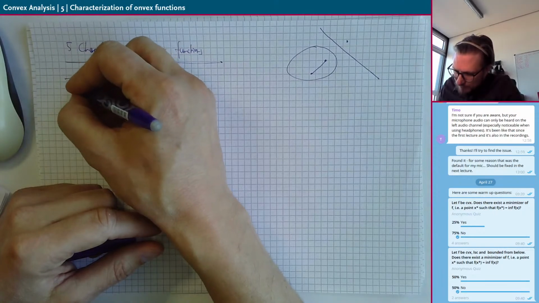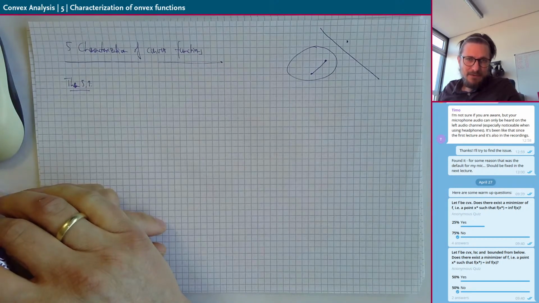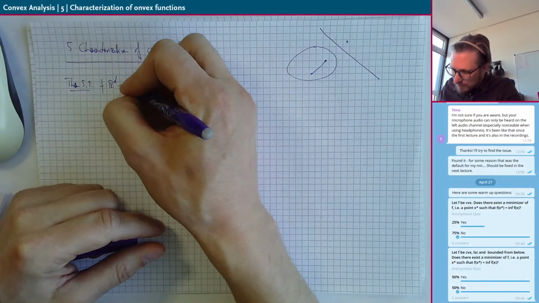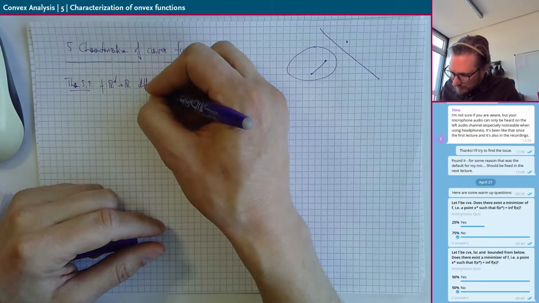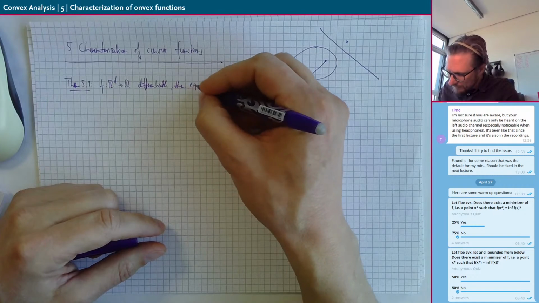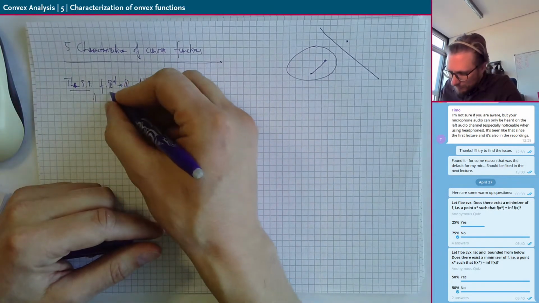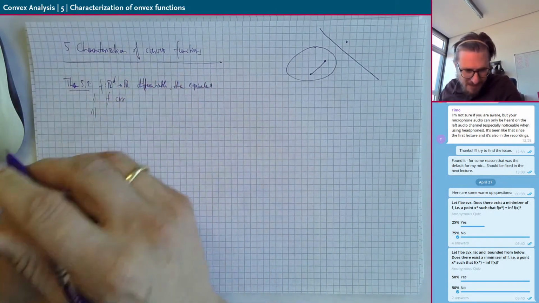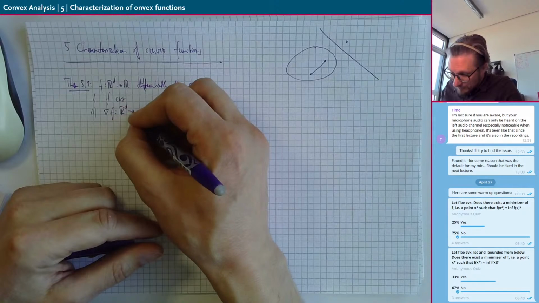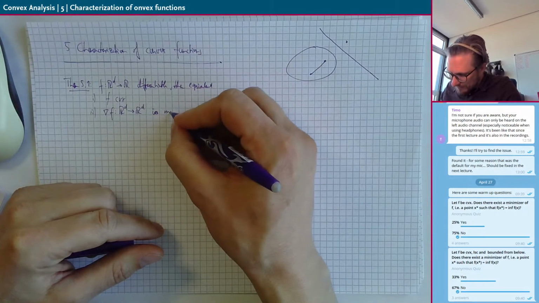The first theorem, 5.1, characterizes convexity in case of differentiability of the function. So if f from Rd to R is differentiable everywhere, then the following three things are equivalent. 1, f is convex. 2, the gradient of f, as a mapping from Rd to Rd, is monotone. And I should probably explain that.